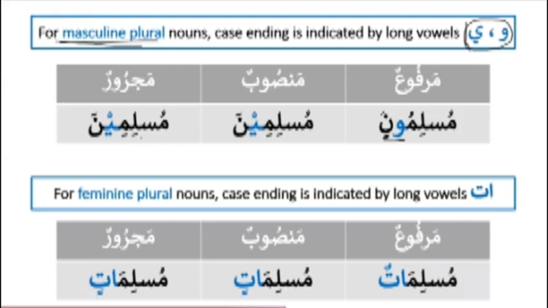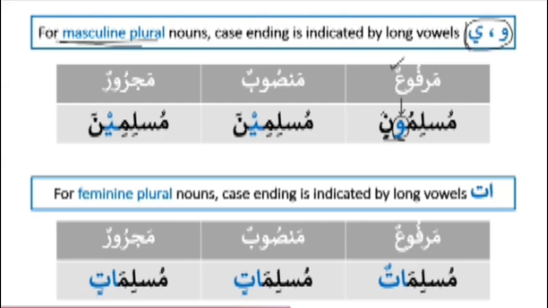Kafiruna, kafirina, kafirina. Mu'minuna, mu'minina, mu'minina. Sabiruna, sabirina, sabirina. Inna Allaha ma'as sabirin. We have to be among those. Inna Allaha ma'as sabirin.